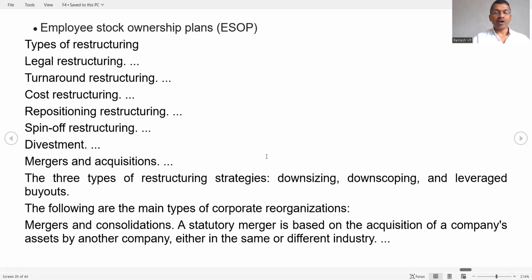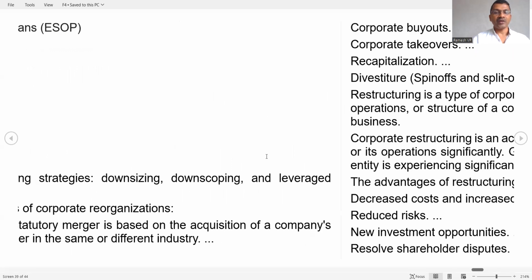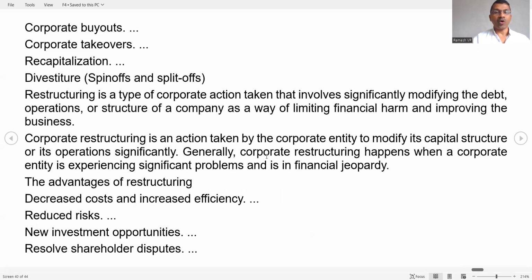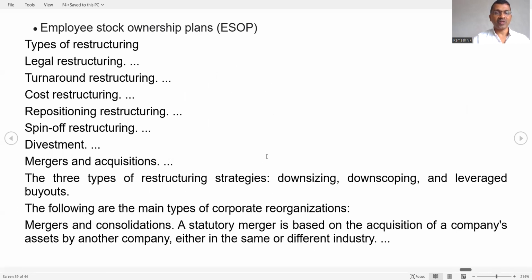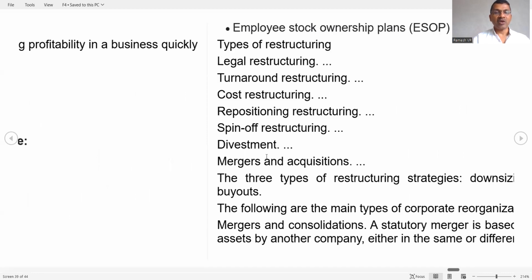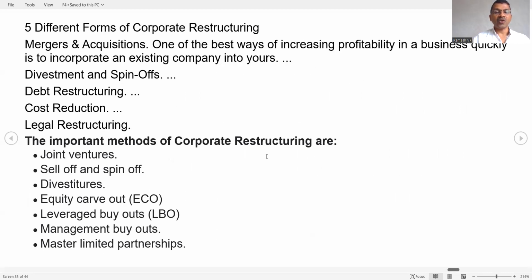The main types of corporate reorganization include merger and acquisition, corporate buyout, corporate takeover, recapitalization, and divestiture. Divestiture has further divisions such as spin-offs and split-offs. Restructuring also has different types, such as legal in nature, for turnaround purposes or for cost-cutting purposes, repositioning, spin-off, divestment, etc. Methods of corporate restructuring involve joint venture, sell-off and spin-off, divestiture, equity carve-out, leveraged buyout, management buyout, master limited partnership, etc., which we will see subsequently.